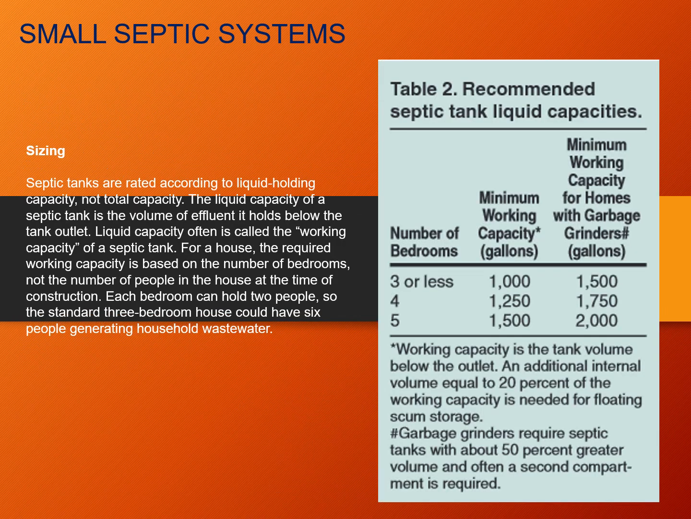The picture on the right is the sizing table of a septic tank. Please take note that it uses the number of bedrooms, not the number of people. So if you have 3 or fewer bedrooms, you need about 1,000 gallons of minimum working capacity of a septic tank.